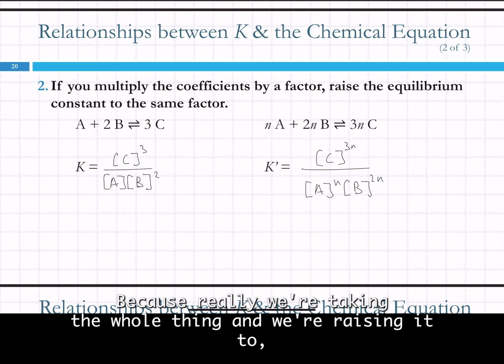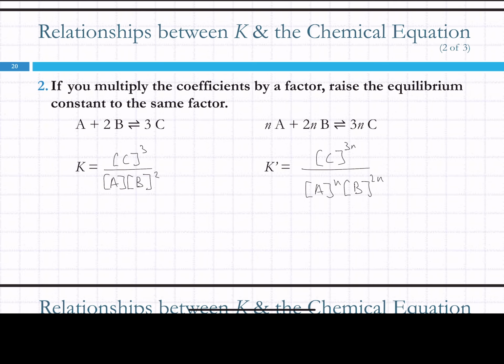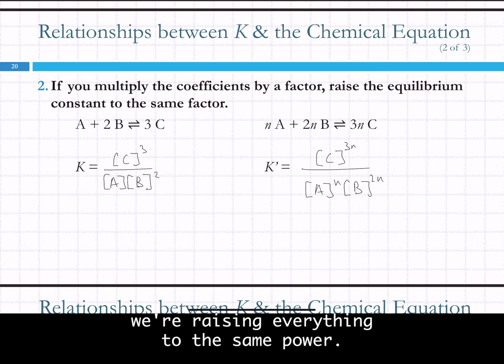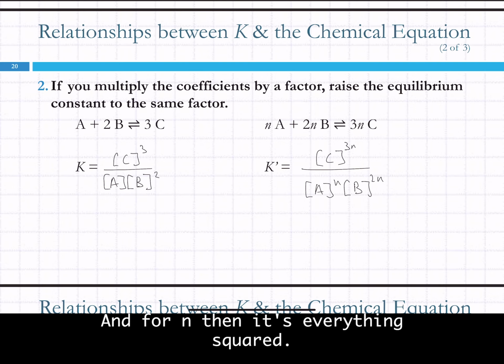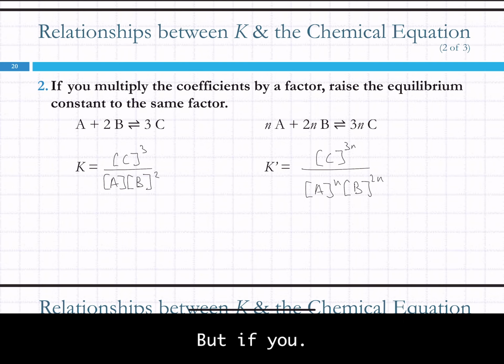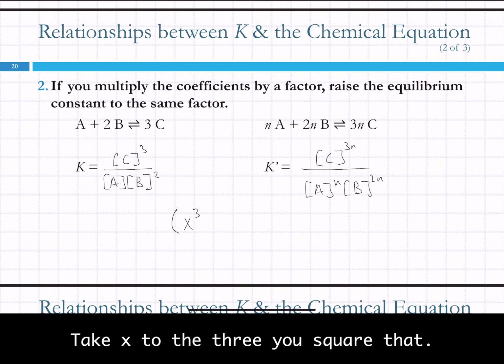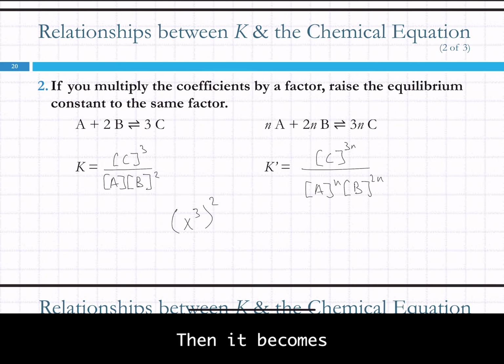Because really we're taking the whole thing and we're raising everything to the same power. So if you put a 2 in for n, then it's everything squared. But if you take x to the 3, and you square that, then it becomes x to the 3 times 2, or x to the 6.